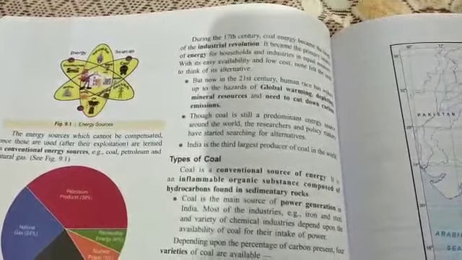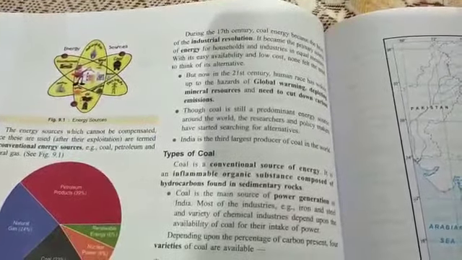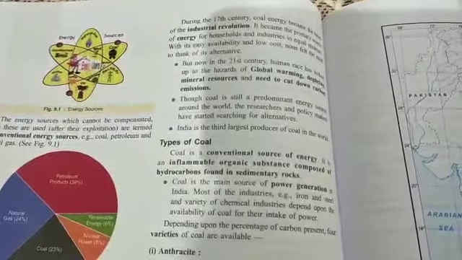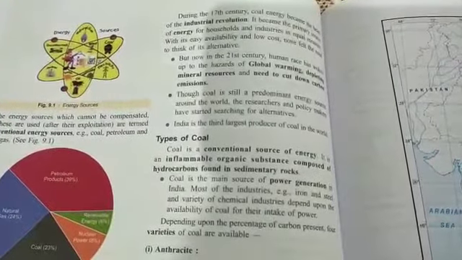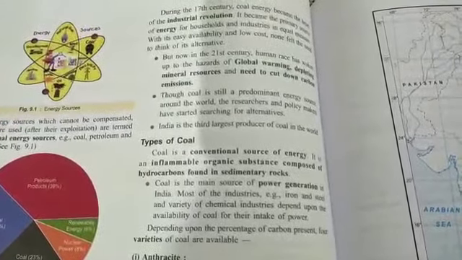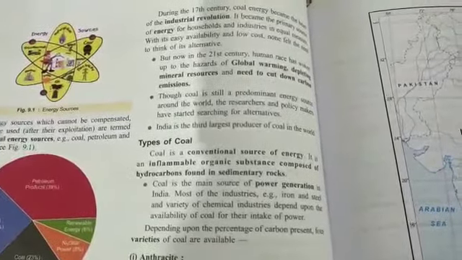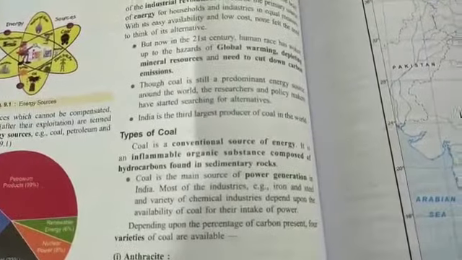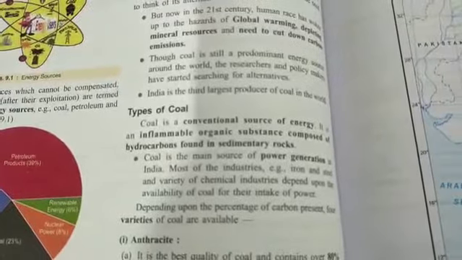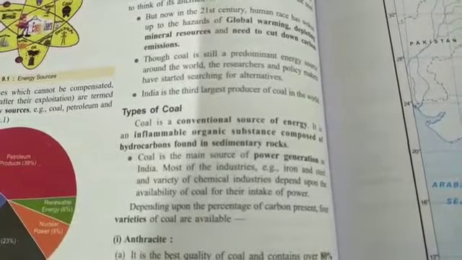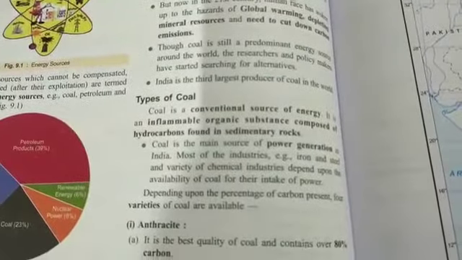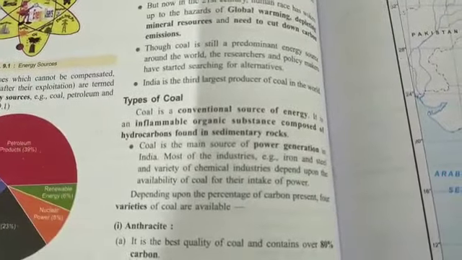Global warming, depletion of mineral resources and the need to cut down carbon emissions are concerns. Though coal is still the predominant energy source, the researchers and policy makers have started searching for an alternative to coal. India ranks third largest producer of coal in the world. Coal is a conventional source of energy. It is an inflammable, organic substance composed of hydrocarbons, which are basically found in sedimentary rocks. Coal is the main source of power generation in India.